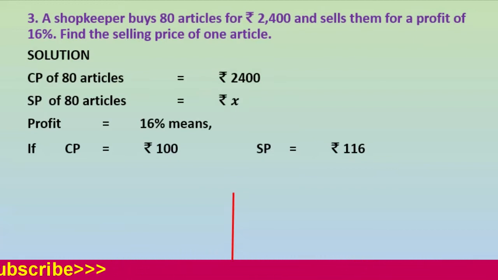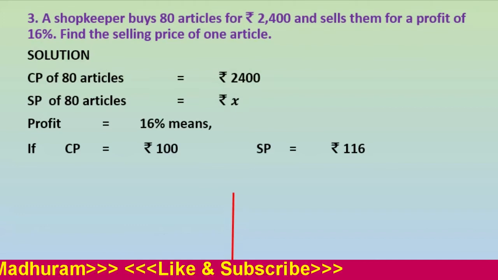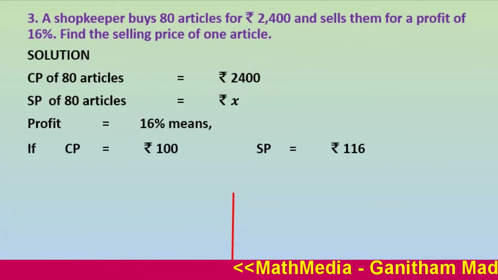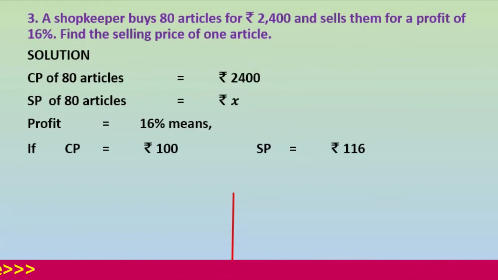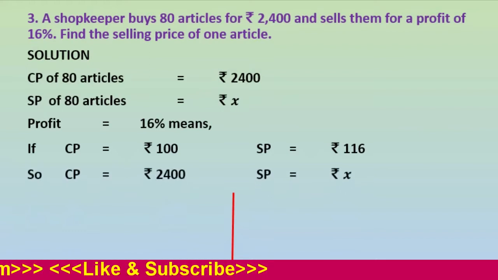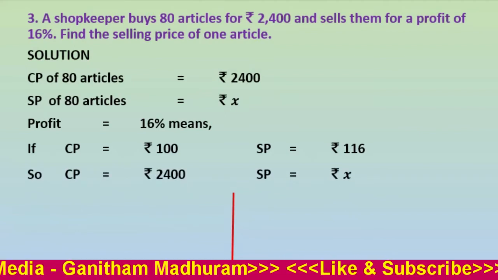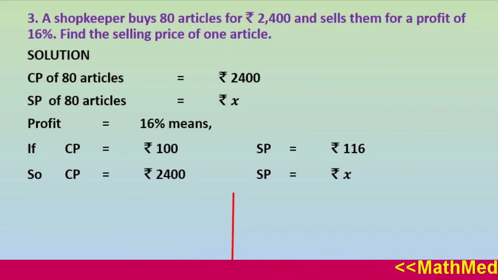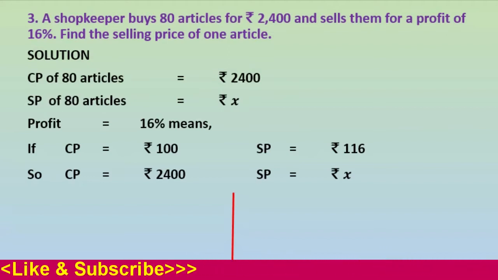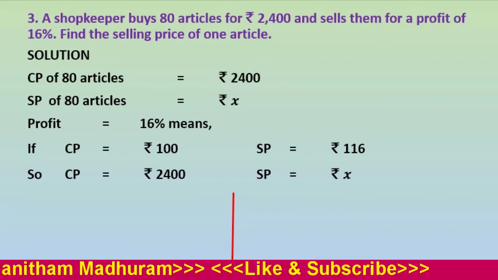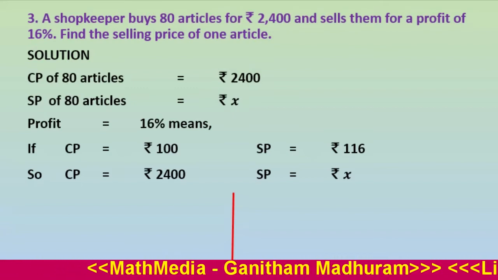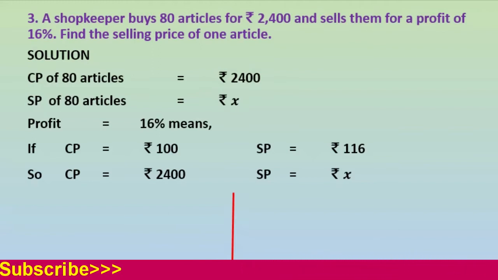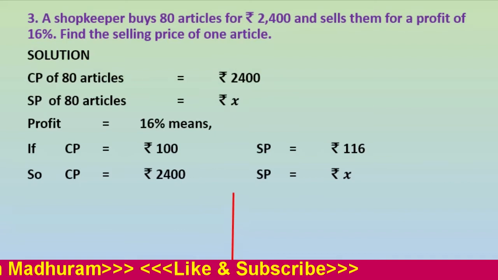Now go to our question. What is the CP in the question? Yes, it is rupees 2400. That you have to write just below the CP. And what is SP in the question? We have to find out. So we gave rupees X. So SP equal to rupees X. Be careful, CP should be written just below CP and SP must be written just below the SP. Then you can perform the cross multiplication.